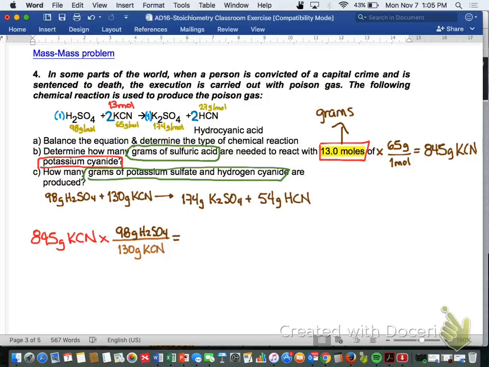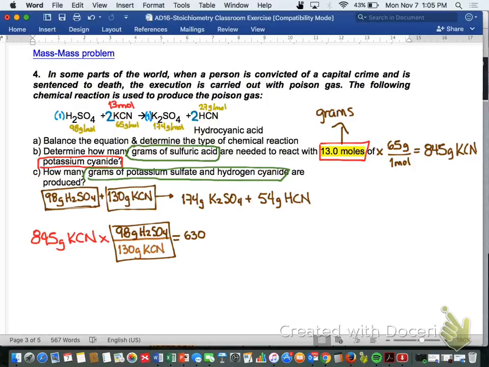Above, I always put the number for the acid I'm working with. Above, you put the number with the units you want in your result. It doesn't matter if it is an acid or whatever else we have. Why did you put the 98 and not the 54? Because I want the grams of sulfuric acid. And 98 grams of sulfuric acid react with 130 grams of potassium cyanide. This is what I use as a conversion factor.